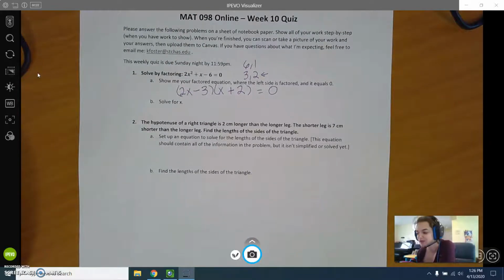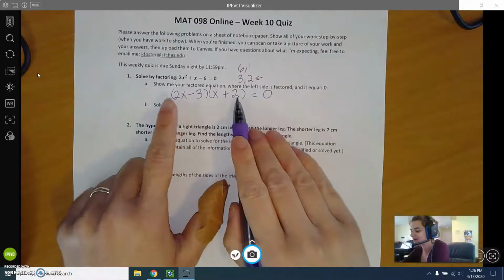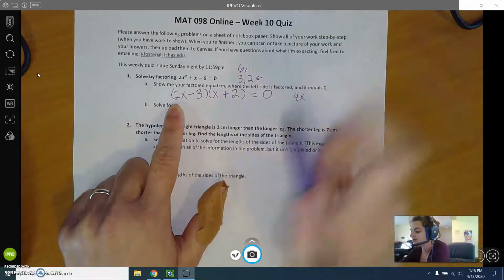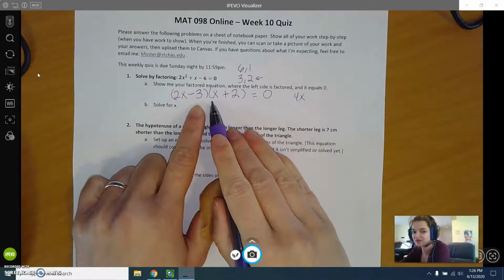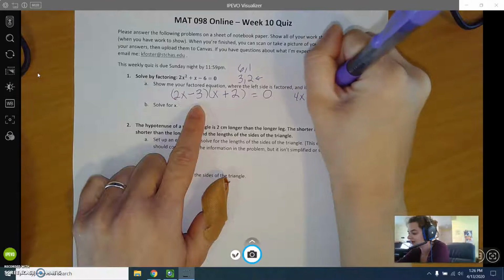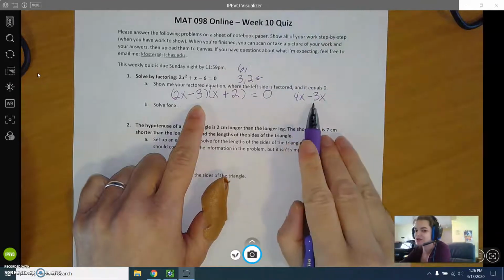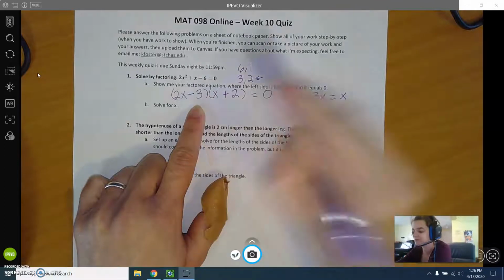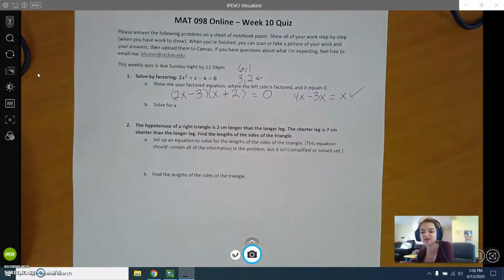Okay? Then you check to see, did it actually work? So the outer product, 2x times 2, would be 4x. The inner product, negative 3 times x, would be negative 3x. And 4x plus negative 3x is positive 1x, which is my middle term. It's factored correctly, okay? So now that I know that it's factored right, I'm ready to solve for x.